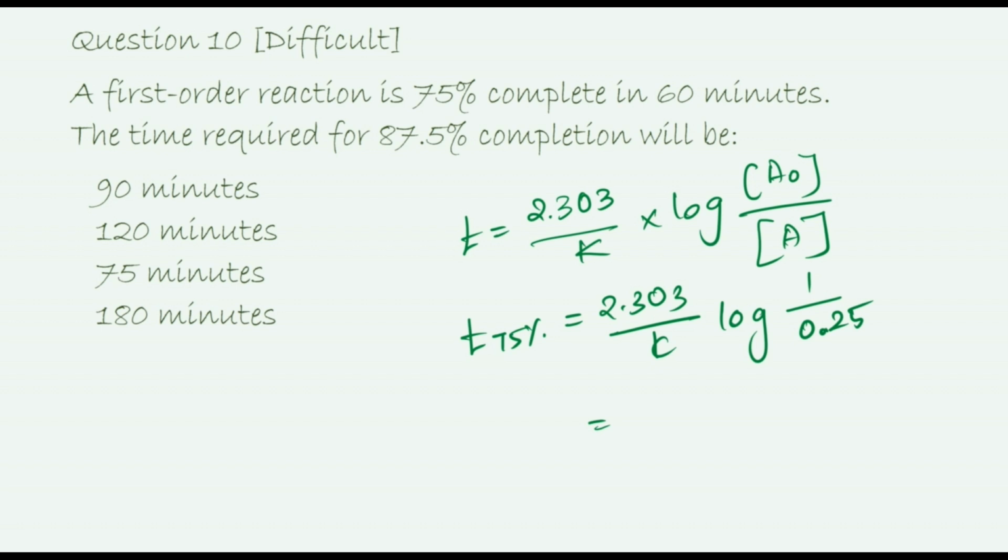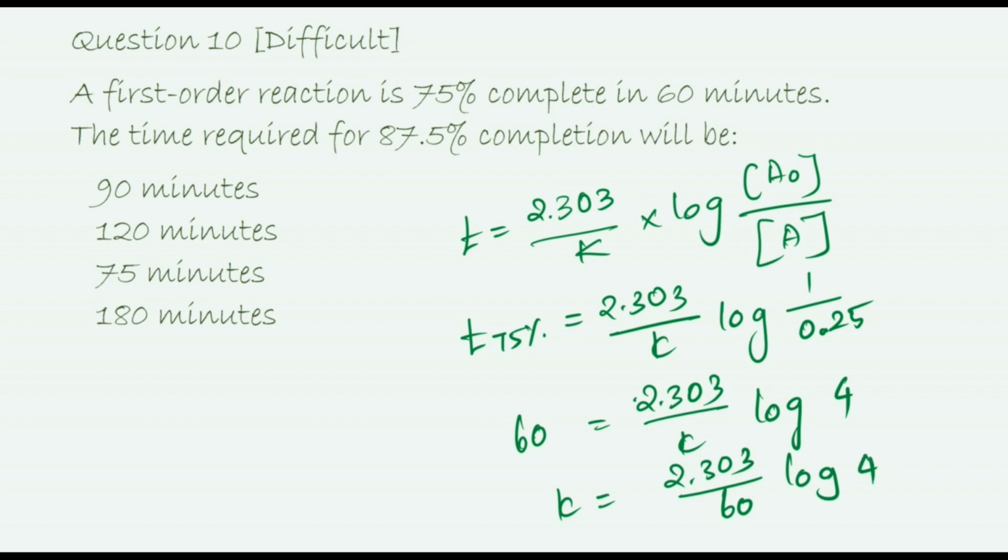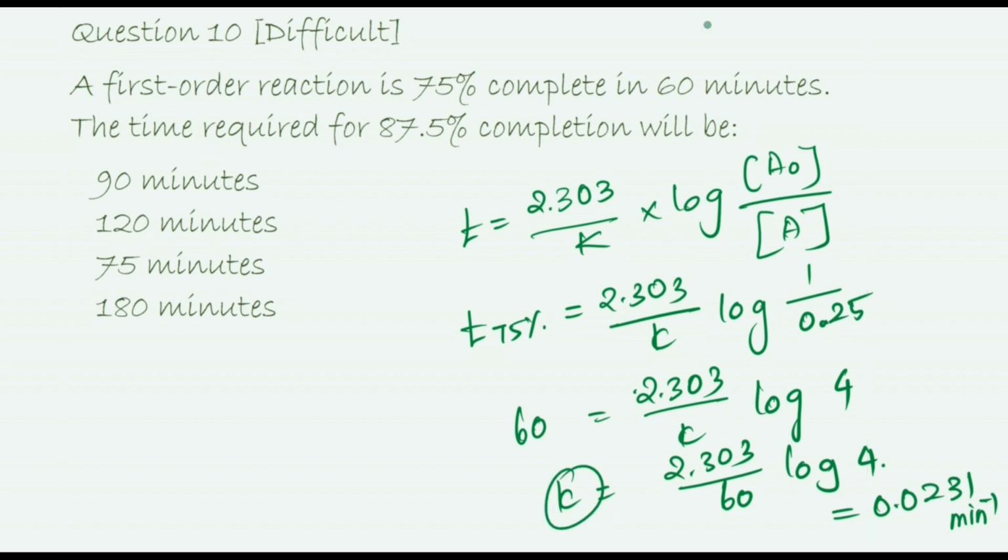So you can just write 2.303 divided by k log 4. So k is equal to 2.303 divided by 60 into log 4. So the overall k value becomes 0.0231 per minute. So we just need to keep this as the k value and substitute it for 87.5%. We have to find the time from that.